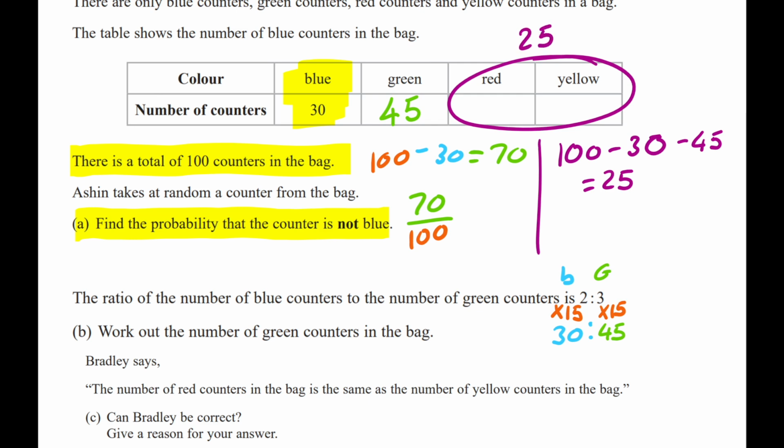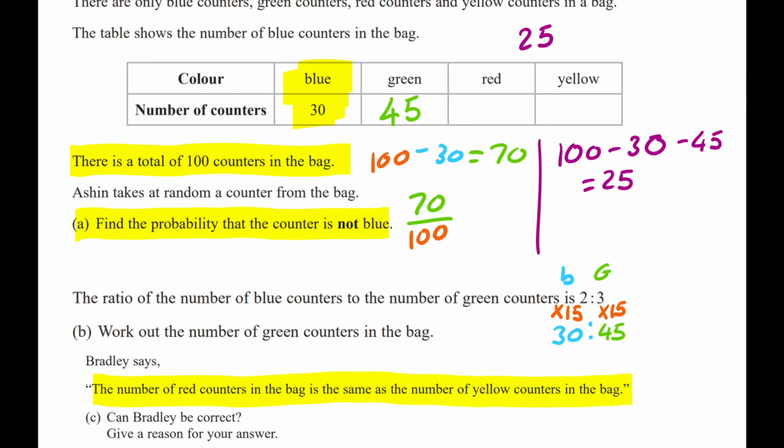He says here that the number of red counters in the bag is the same as the number of yellow counters, and both of those must add up to 25. If they're the same, we would just divide that by 2. And when you divide 25 by 2, you get 12.5. That's not an integer, therefore he cannot be right, because you can't have a part of a counter.